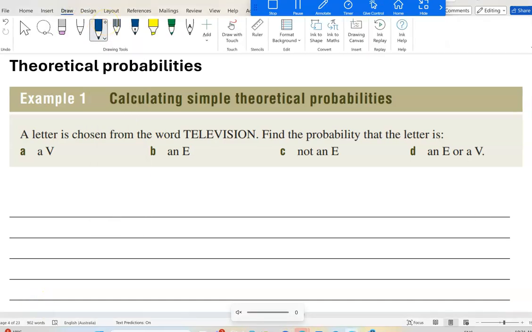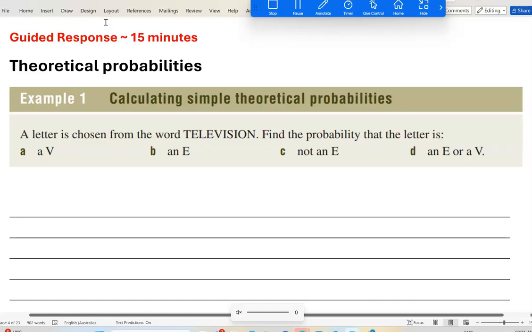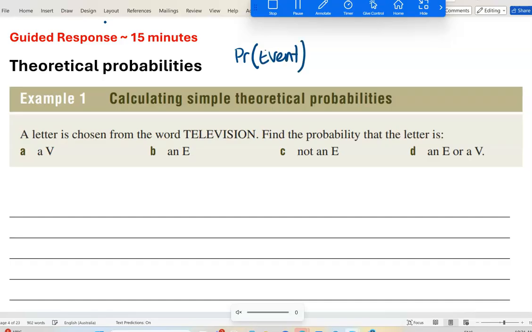Okay, so now we've had a little look at just some basics. Let's go and actually follow our theory of this. So we've got theoretical probability. Let's just write the rule above it, because this is what we wrote. It's the theory of the event.